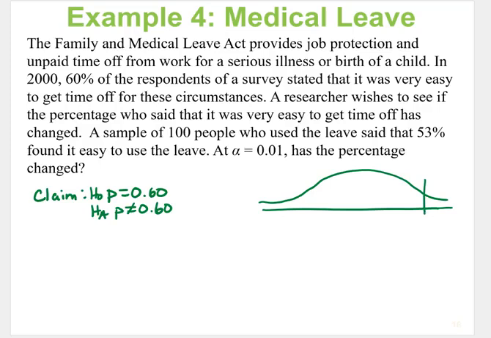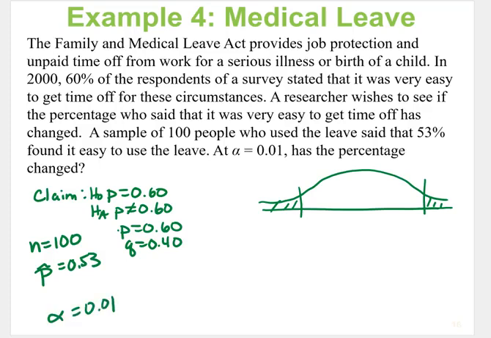So let me draw my picture. Two tails. There we go. A researcher wishes to see if the percentage has changed, so he's going to do a sample. I should probably list out my p. My p is 0.6, which means my q is going to be 0.4. So the sample was of 100 people, and my p hat was 0.53 when I looked at that sample of 100 people. And we want an alpha of 0.01.